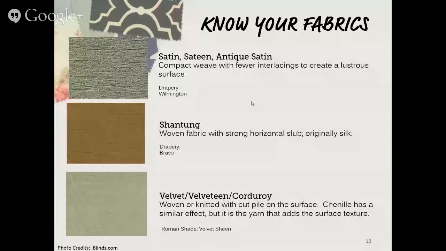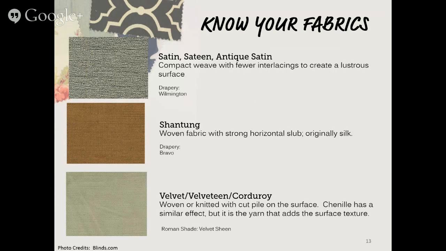Next is shantung. That's a woven fabric with a strong horizontal slub. Originally it was made from silk, which naturally has slubs in it, and now we can make it out of almost any fiber. Is this what you would call maybe raw silk? Is that where it has the imperfections in it? Yeah. Great, that's beautiful.